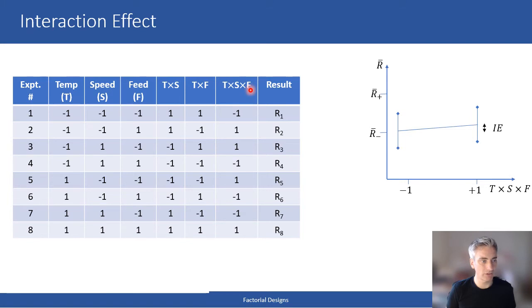Actually, I've just realized I've missed one column. There should also be an interaction between speed and feed, which should be here as well, which you can easily do. That will make nice homework for you. So you can do the speed and feed interaction.